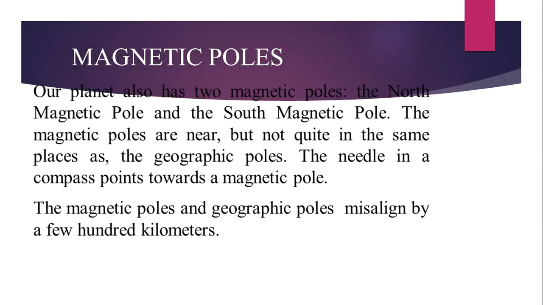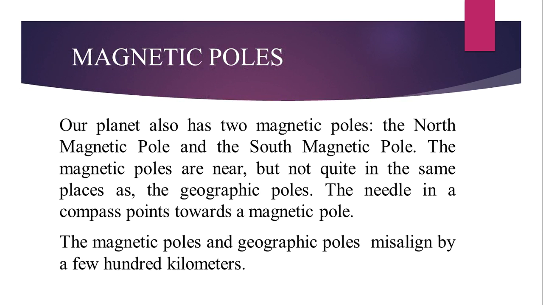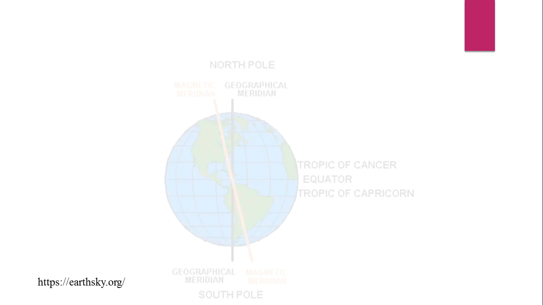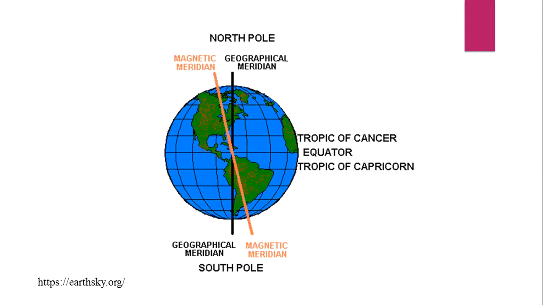Magnetic poles. Our planet also has two magnetic poles, the north magnetic pole and the south magnetic pole. The magnetic poles are near but not quite in the same places as the geographic poles. The needle in a compass points towards a magnetic pole. The magnetic poles and geographic poles misalign by a few hundred kilometers. This is an image showing the difference between the geographical meridian and the magnetic meridian.